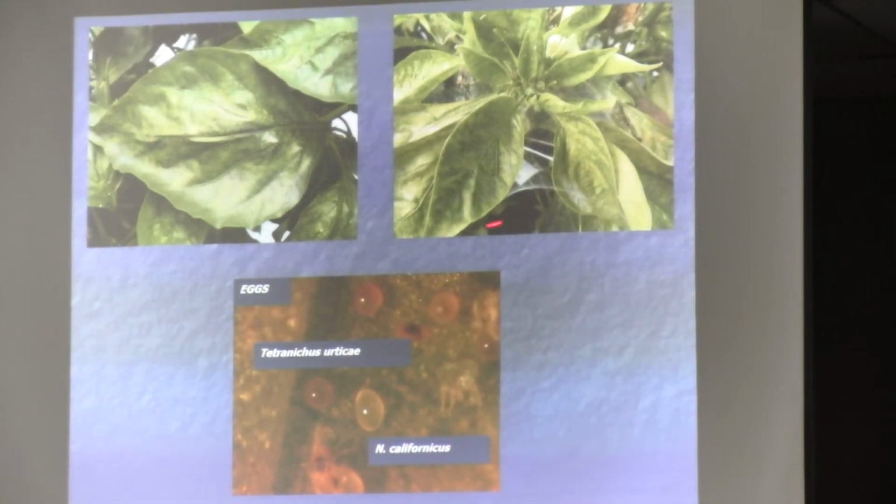So remember what I said about if you get webbing all over the plant, it's too late? There's an example of too late. And you start to see some yellowing, but all the feeding is on the bottom side of the leaf. And so that's why you've got to be flipping these leaves over.